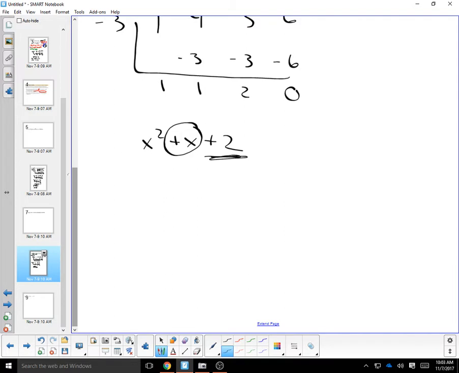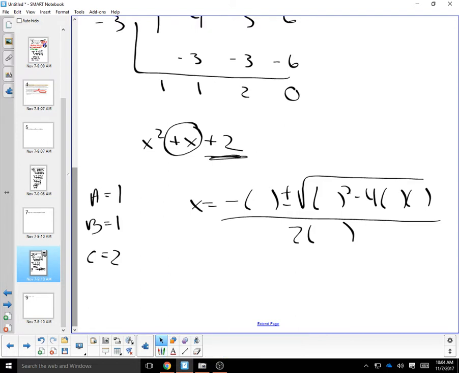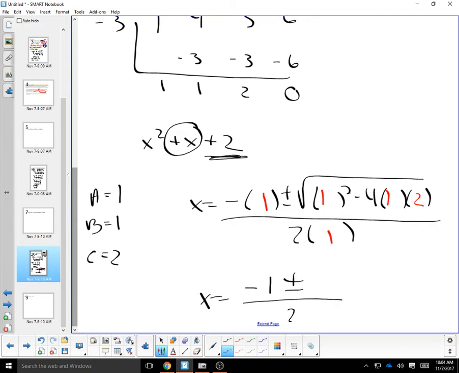What will never fail me? Starts with a quad. Ends with an asterisk. The quadratic formula. A is 1, B is 1, C is 2. So x is equal to the opposite of b, plus or minus the square root of b squared minus 4 times a times c, all over 2a. When we plug the numbers into their spots, that means that x is equal to the opposite of 1, plus or minus something, over 2.